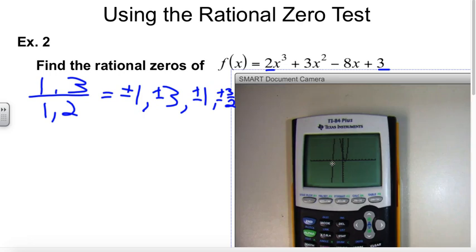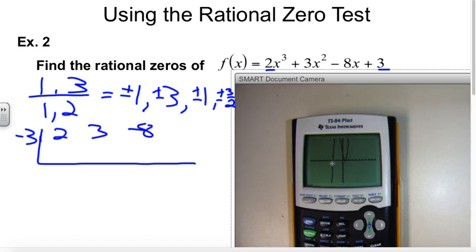So to test to see if we have a 0, we're going to do synthetic division. All right, if we want to see if -3 is a 0 right here, because that's what it looks like it's crossing, and that's one of our possibilities, we're going to use -3 with synthetic division. Use your coefficients. We've got 2x cubed, 3x squared, -8x, and then 3 as the constant. Remember, if there's an exponent missing, you've got to put a 0 in its place.